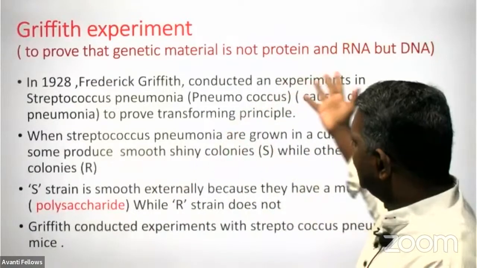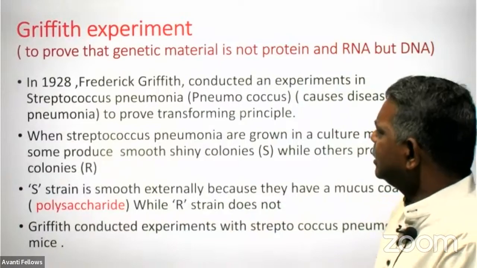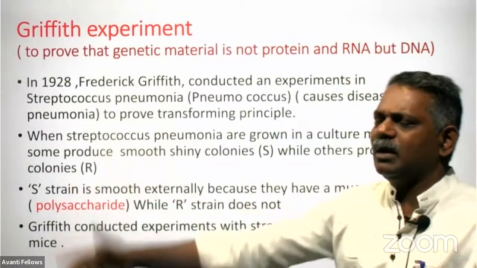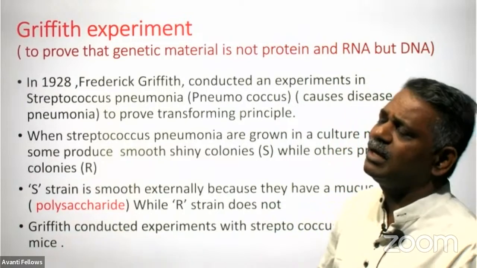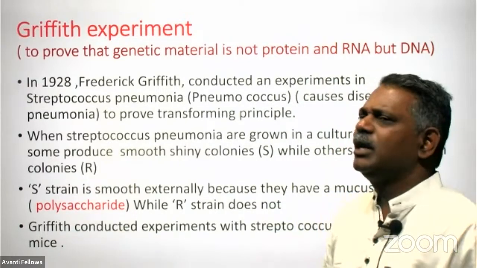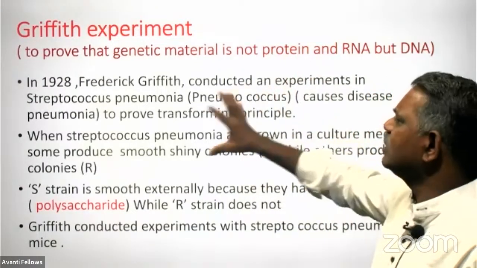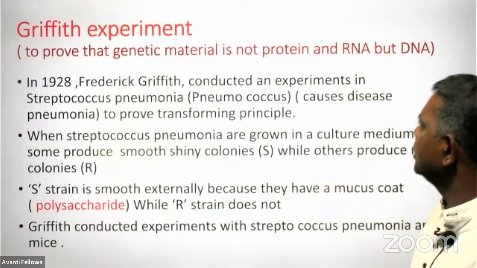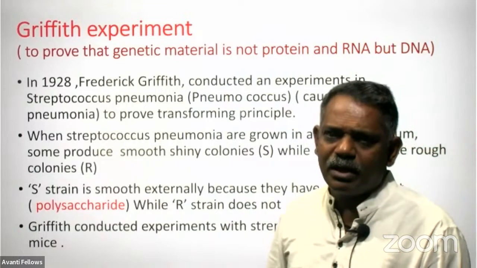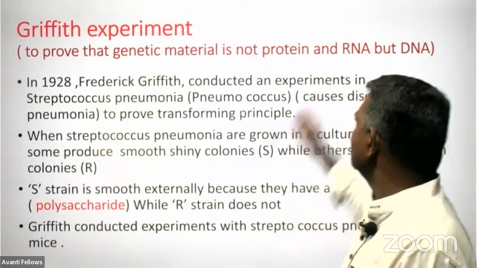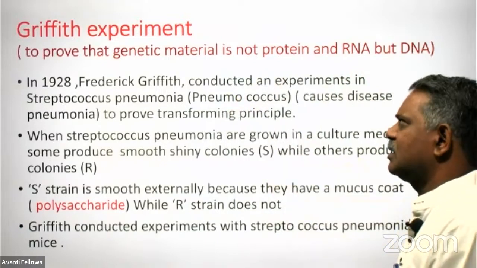And during that period, there was a big controversy between the scientists about which is the real genetic material that expresses a character in the individual. Some were saying it's protein, some were saying it's RNA, because we didn't have much idea about these biomolecules at that time. Griffith conducted one experiment to prove that protein is not the genetic material and RNA is also not. The real genetic material is DNA. And this experiment we call the Griffith experiment.